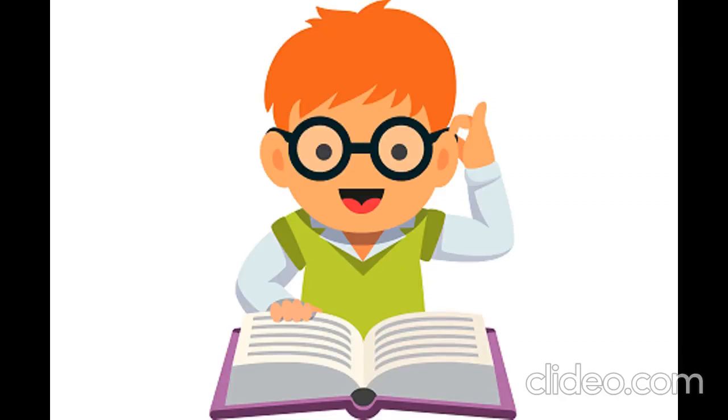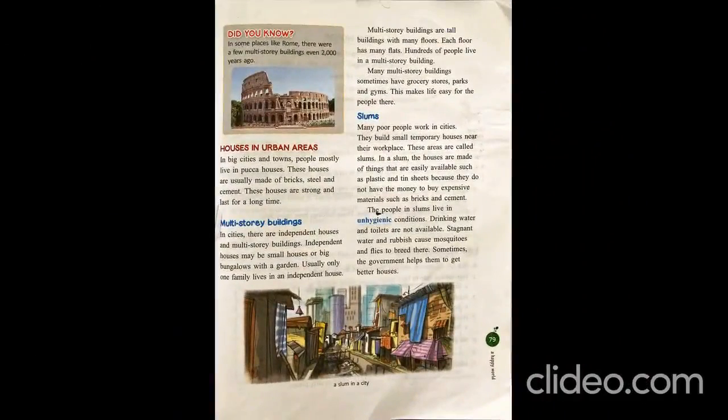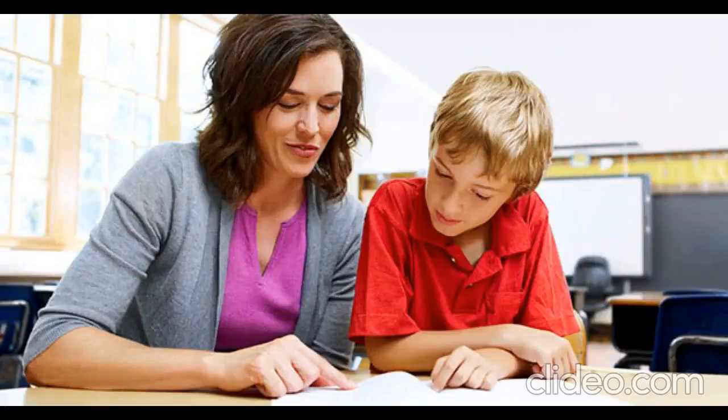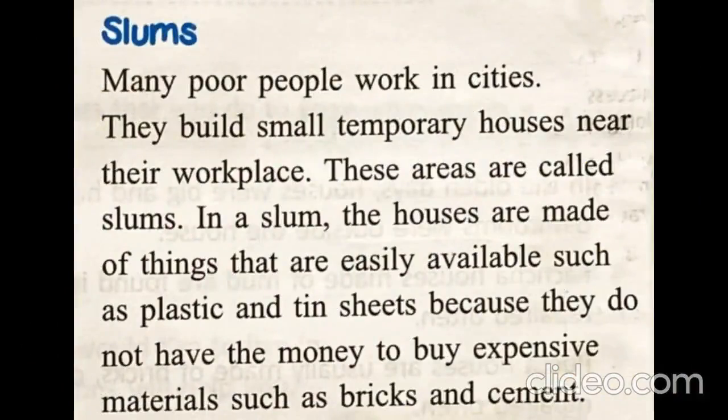Let's read more about this from the textbook. Slaters, please turn to page number 79. Place your finger on the text as we read. Slums. Many poor people work in cities. They build small temporary houses near their workplace. These areas are called slums.